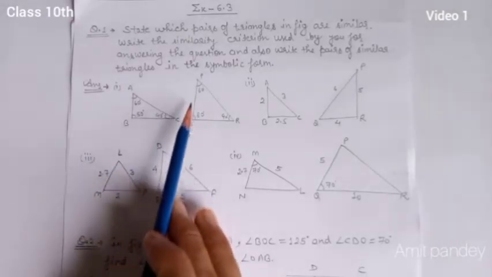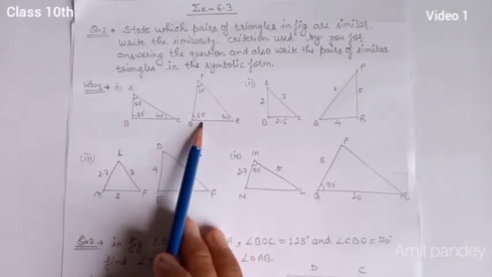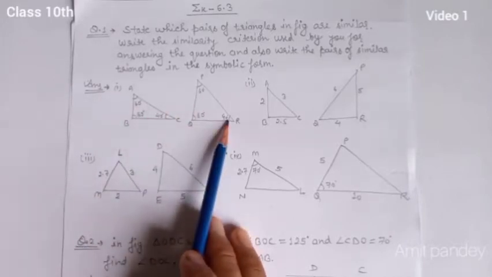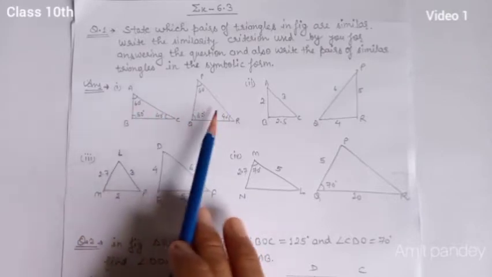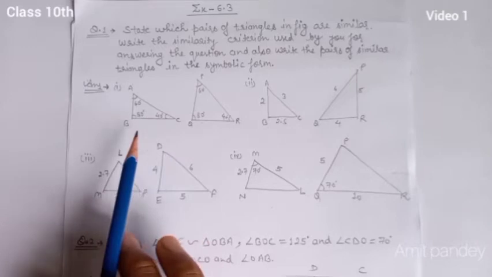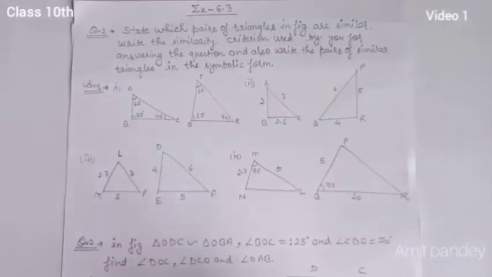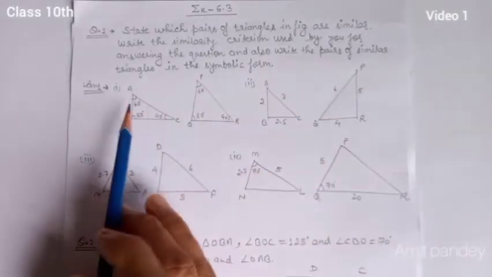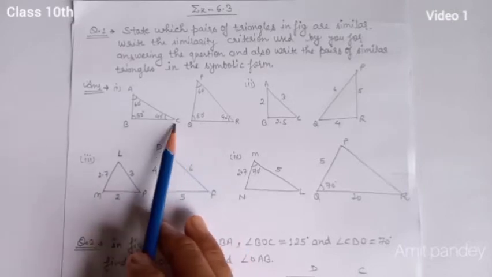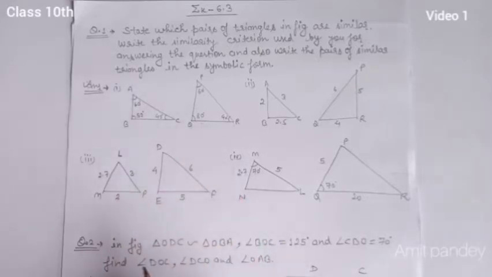Here triangle ABC and PQR. B is 80. Let's see, is any angle 80 here? Yes, it is 80. Here 60. Yes. 40. Yes, here is also 40. So these two triangles ABC and PQR are similar by AAA criterion. So students, understood? So you can write the pairs here: angle A is equal to angle P, angle B is equal to angle Q, and angle C is equal to angle R. Okay students, so just move to part 2.